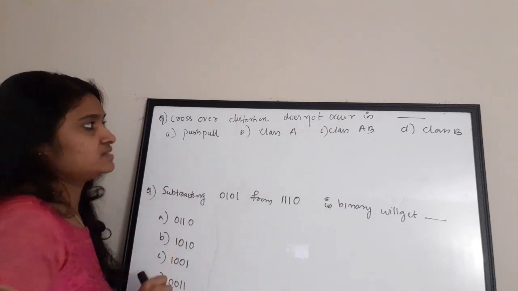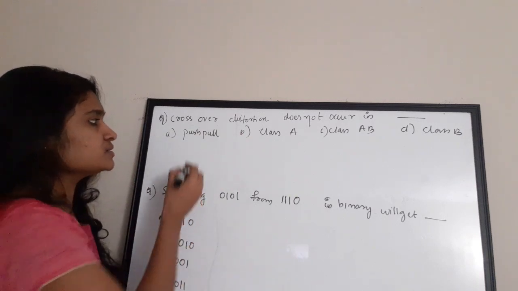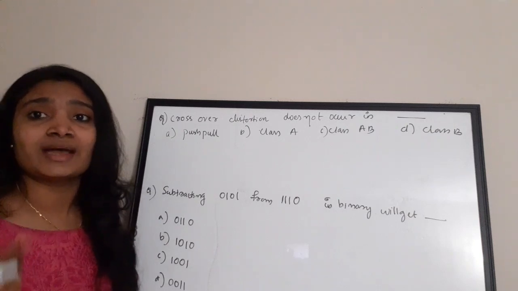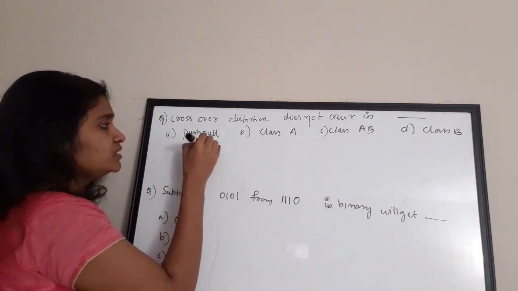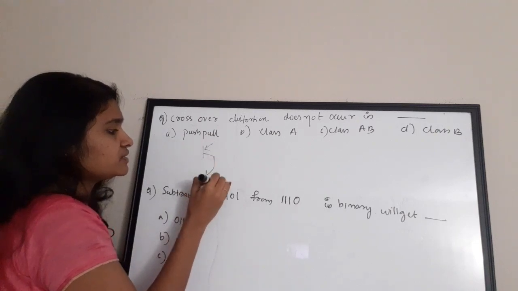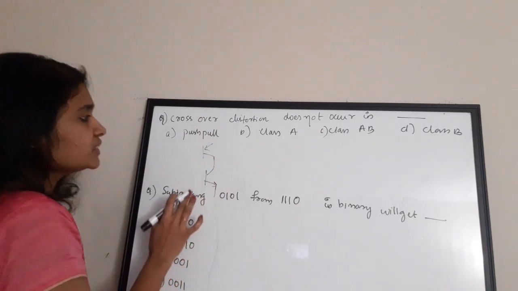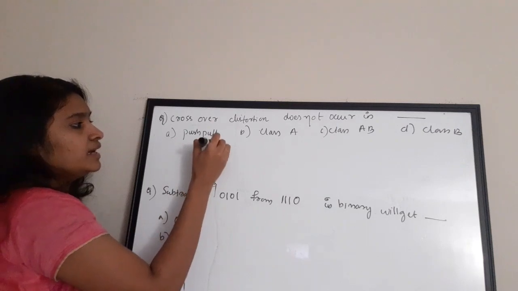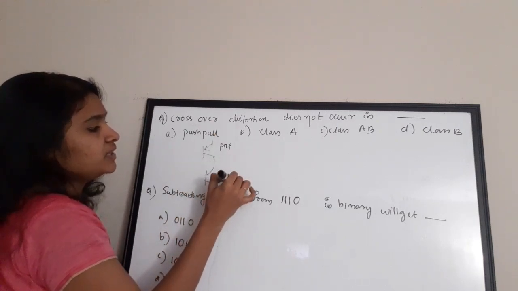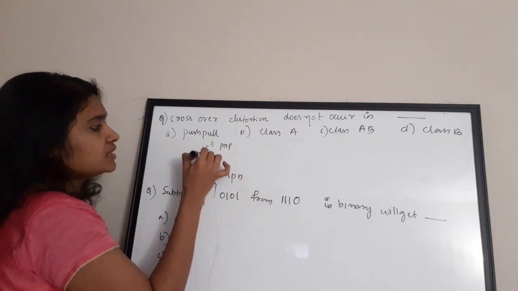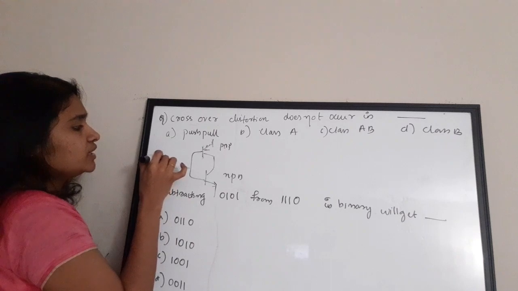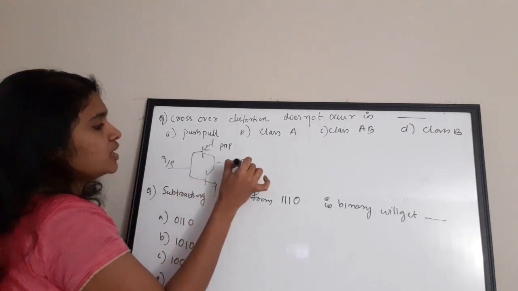For this question, crossover distortion: what is crossover distortion? It is a type of distortion happening in complementary amplifiers. For example, if you have one NPN transistor and a PNP transistor like this. Sorry, this is a PNP transistor and this is an NPN transistor. So this is a class B amplifier. Here you give your input, and here you take your output.